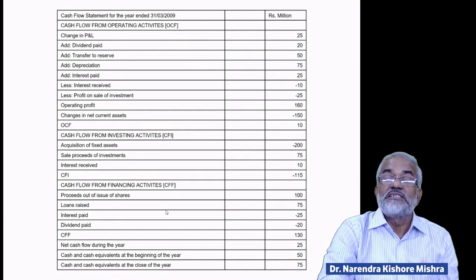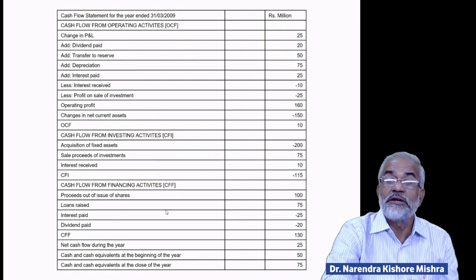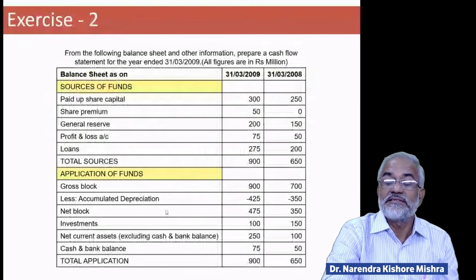So if we take into consideration all three sources, the net cash flow is 25 million. At the beginning of the year, the balance of cash was 50 million, and when that is added to the net inflow of cash during the period, the net cash or cash equivalent at the end of the period comes to 75 million, and that exactly tallies with the figure given in the cash and bank balance.